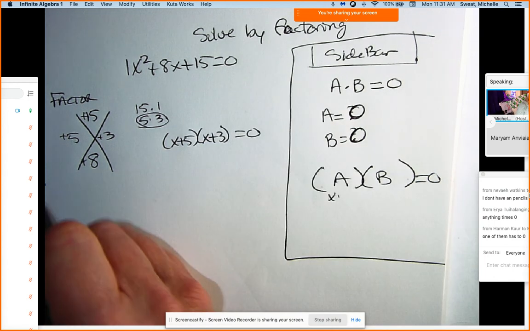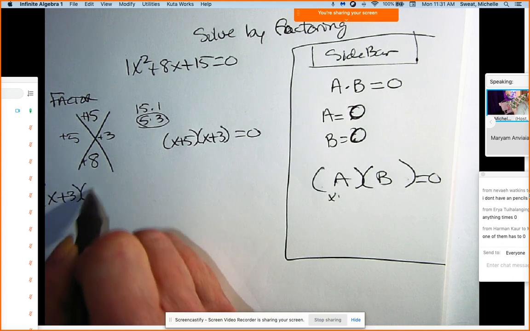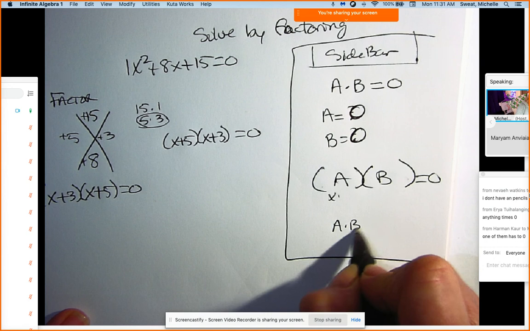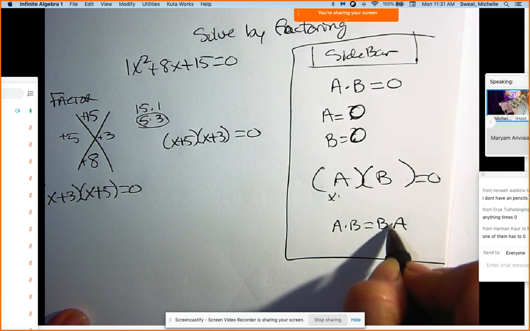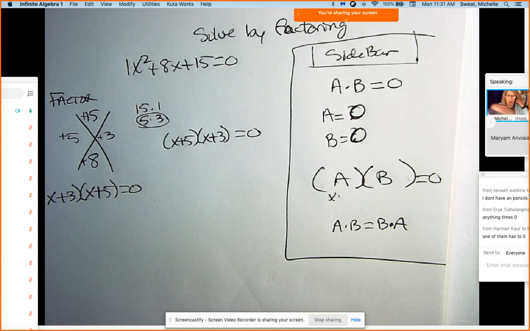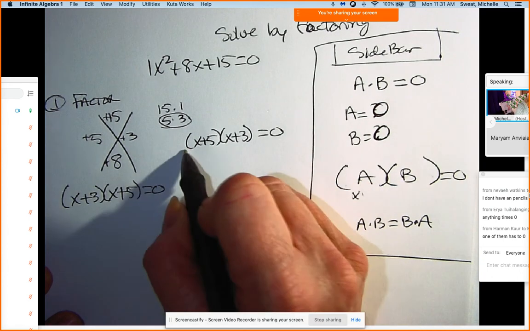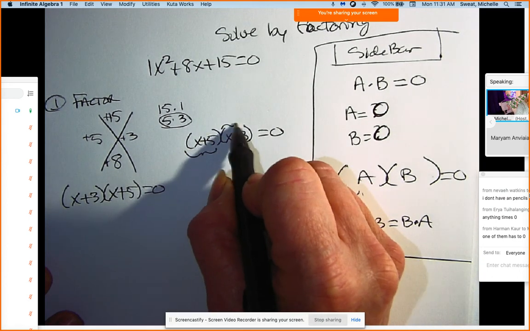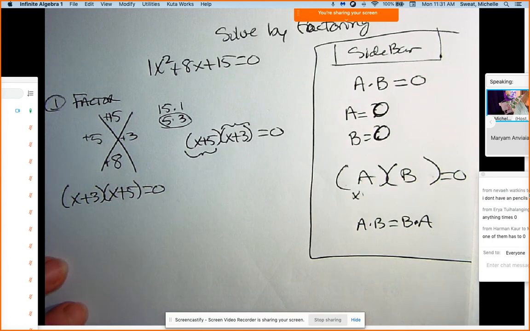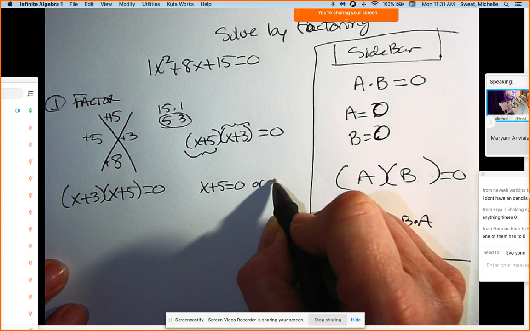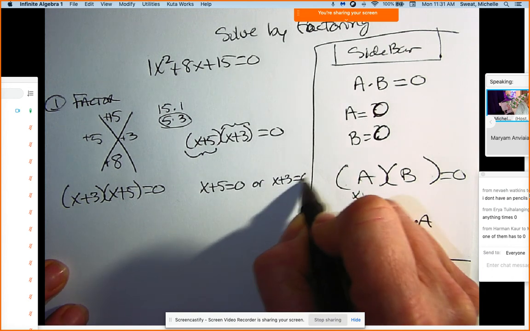And some people say, well, Miss Sweat, what if I wrote it like this? And this would be fine. Remember that a times b is the same as b times a. When it's multiply, multiply, multiply, you can just reverse. Okay, so now I know that one of these two has to be 0. So what we do is we find the zeros. We say x plus 5 equals 0 or x plus 3 equals 0. And then we solve both of these.